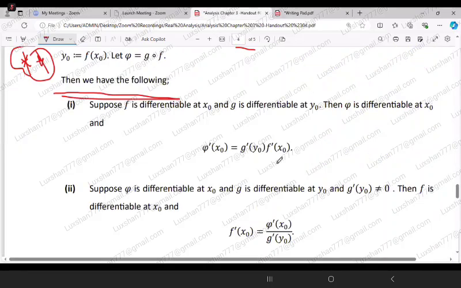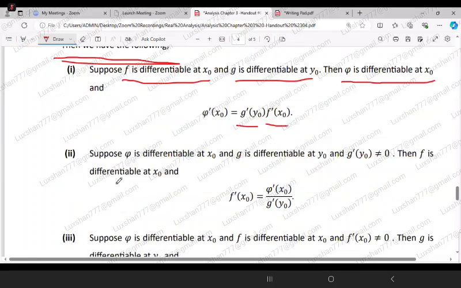The second thing, look at the second one here. If f is differentiable at x naught and g is differentiable at y naught, then phi is differentiable at x naught, and phi dash x naught is equal to g dash y naught into f dash x naught. Second thing, now phi is differentiable at x naught, g is differentiable at y naught, and g dash y naught is not equal to 0. Then f is differentiable at x naught.